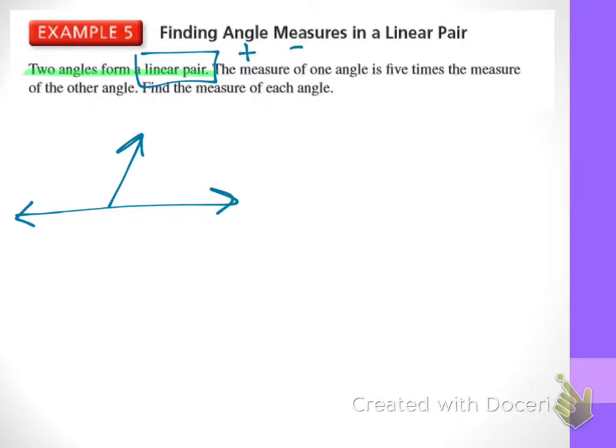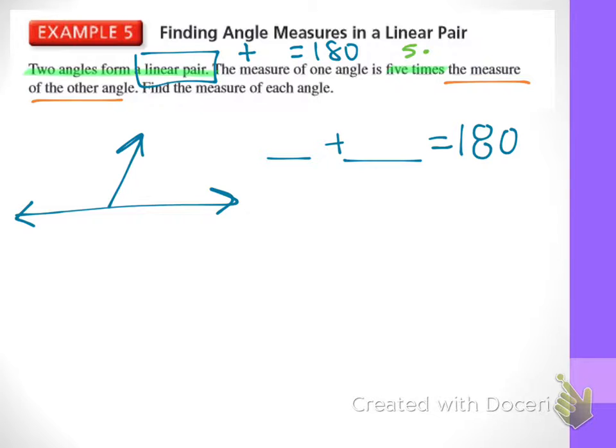They add up to 180. So keep that in mind. We're going to have one angle plus another angle equals 180. All right, that's what supplementary means. One of our angles is described to us. It's 5 times, so it's multiplication, right? It's 5 times the measure of the other angle.